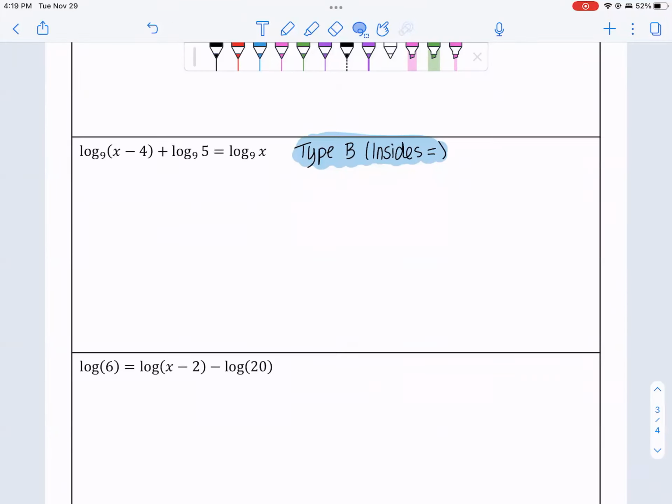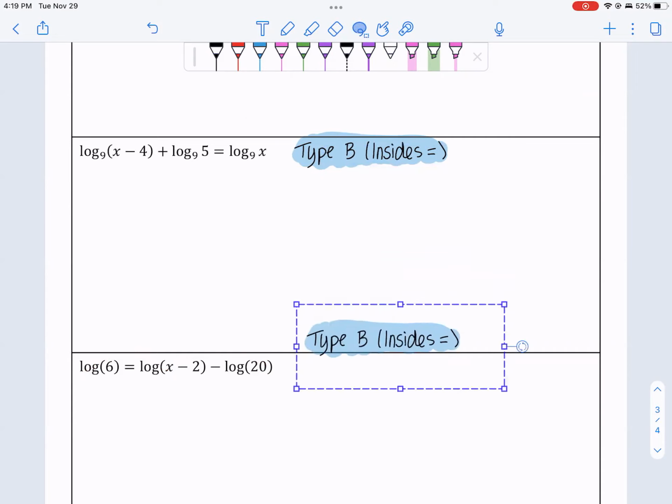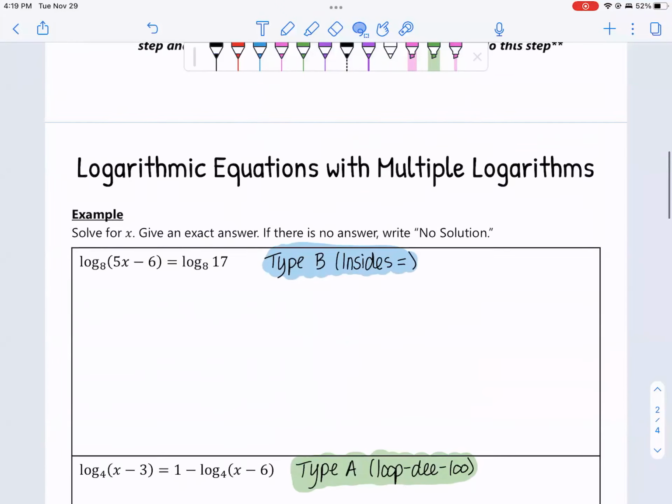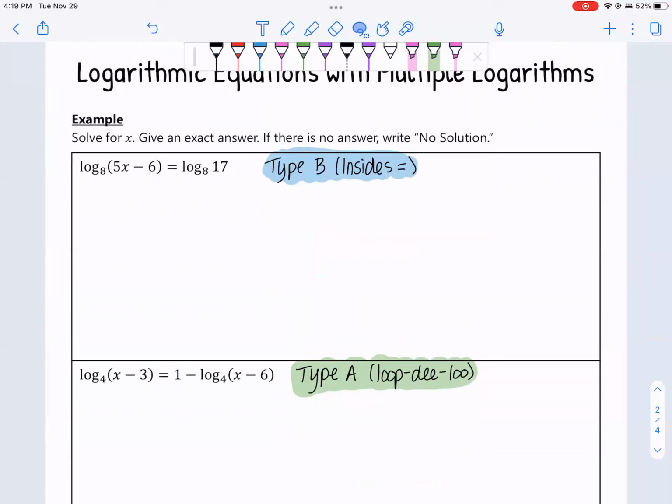This guy right down here, same idea as the previous one. We have all logarithms. Everything is inside of a log. So this is going to be type B problem. And that's all of them. So let's do them. Let's do them.